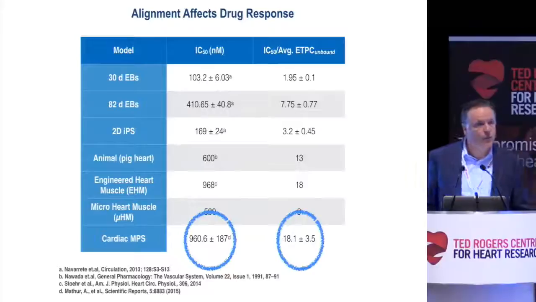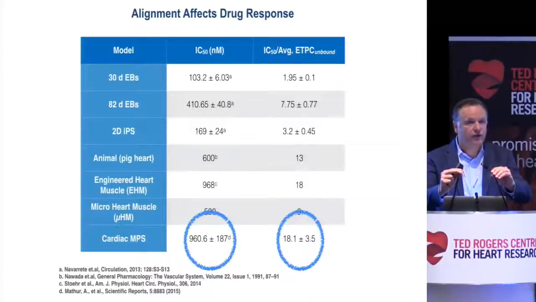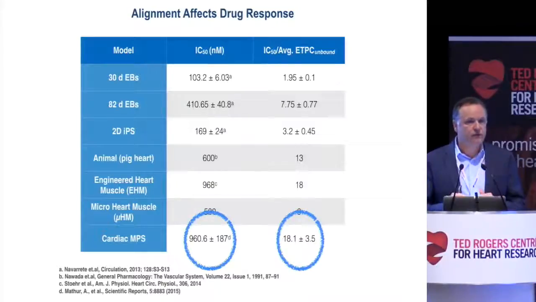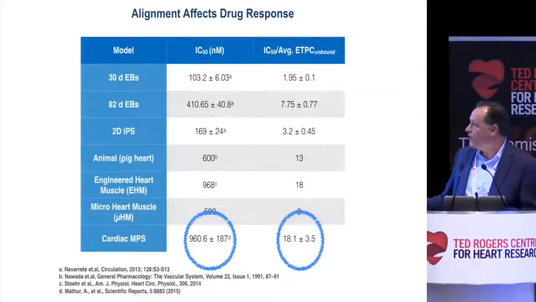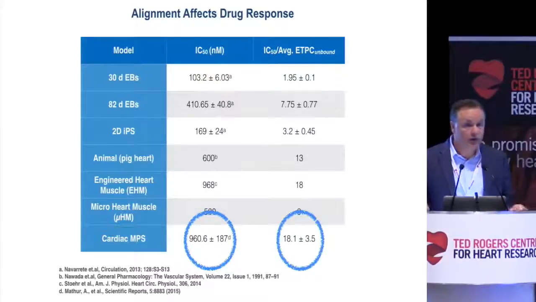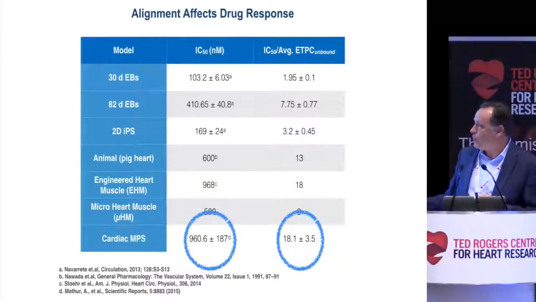And this is the real important part, probably the most important part of what I'll say this morning: if we took basically the same differentiation protocol, did cells 2D on a dish, we would get a safety factor of 3. In other words, it would be a no-go decision for this drug, verapamil, which is known clinically to have very few adverse effects. If we take embryoid bodies, 30-day or 82-day, this might be an indication of maturity. You can see there's an improvement, but this is still in the danger zone, right?